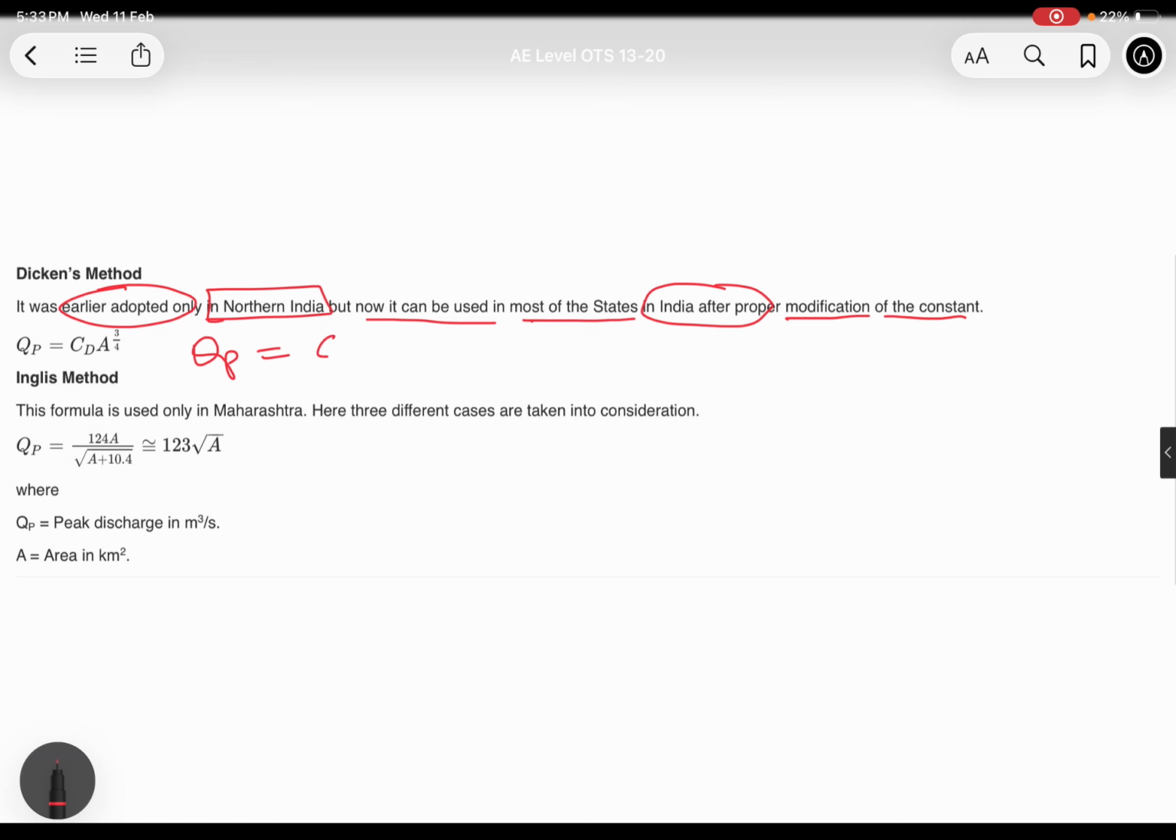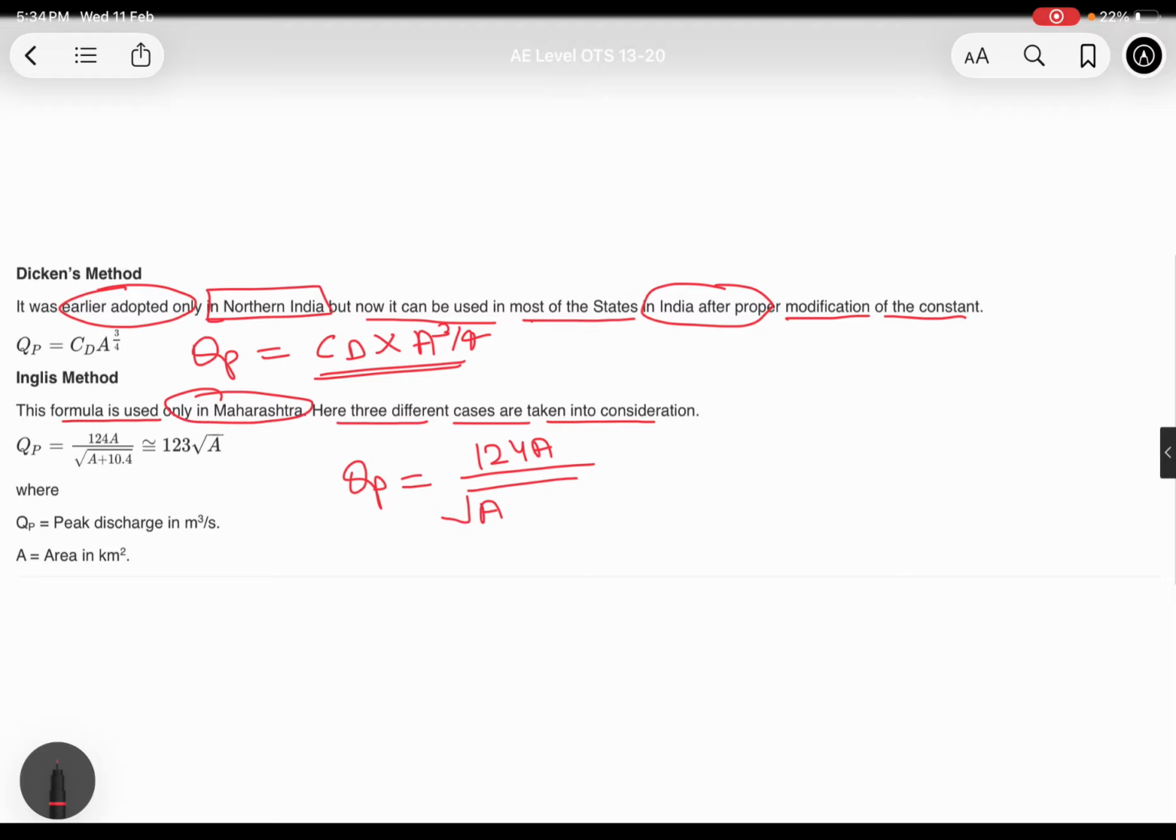QP is equal to C_D into A to the power 3/4. This formula is used only in Maharashtra. Here, three different cases are taken into consideration. QP is equal to 124A divided by root A plus 10.4, nearly equal to 123 root A. QP is the peak discharge in cubic meter per second. A is the area in kilometer.